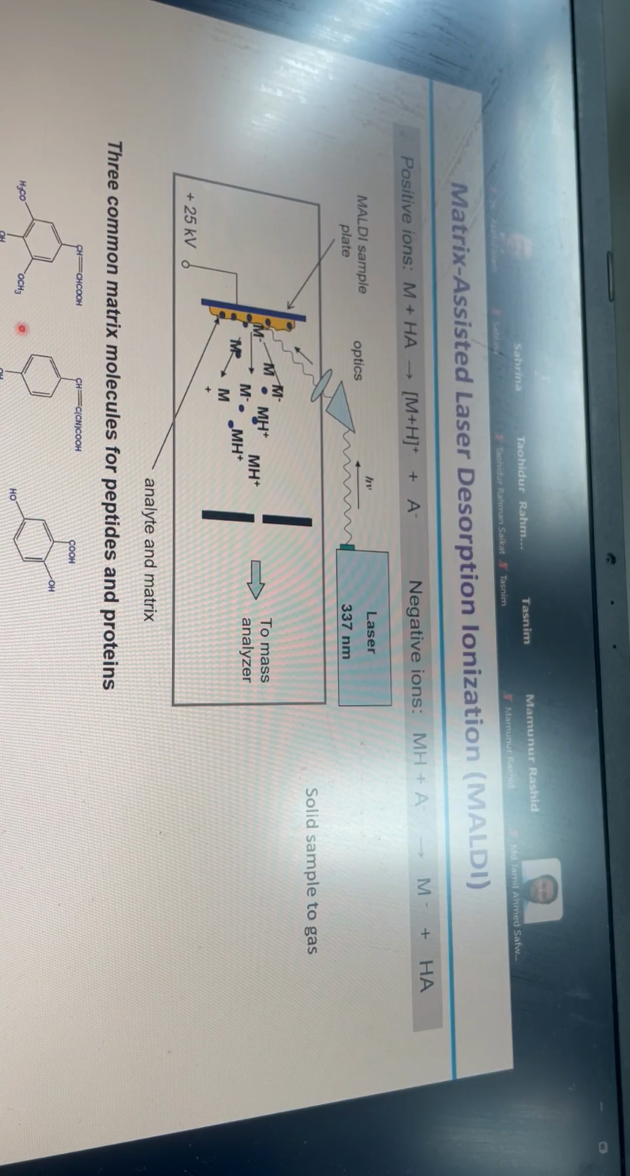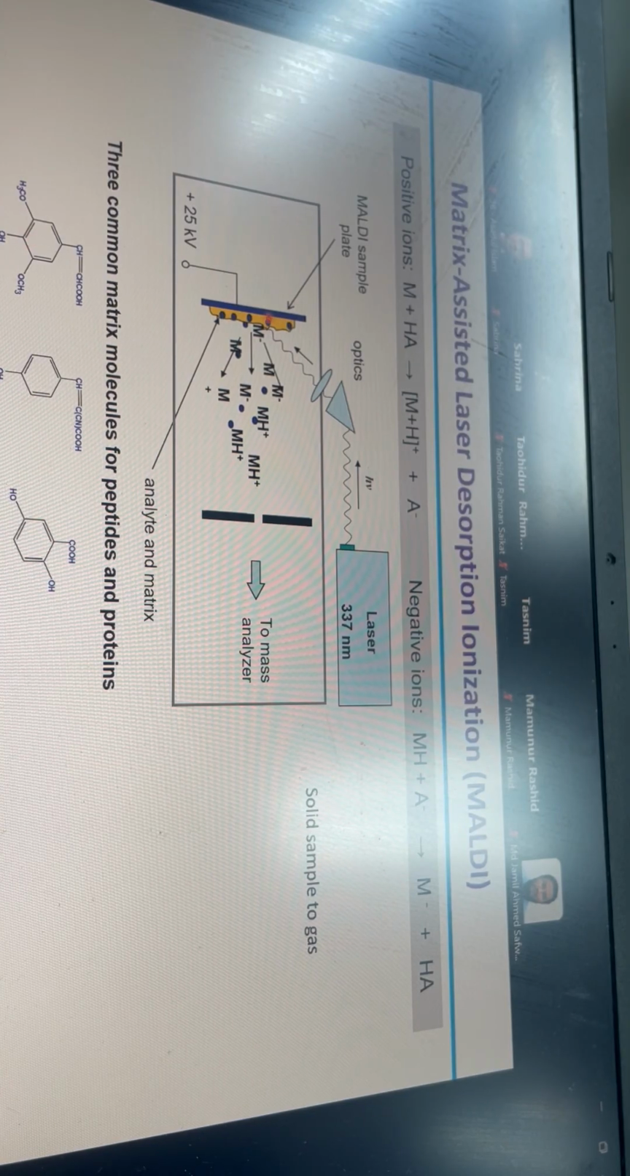interacts with the matrix molecule, because the matrix molecule has a conjugated system. It has a benzene, it has a lot of pi electrons, and pi electrons can actually absorb the UV light. That's why we are using a nitrogen laser: to excite the matrix molecule, and then when the matrix molecule gets excited, it donates a proton to your analyte.